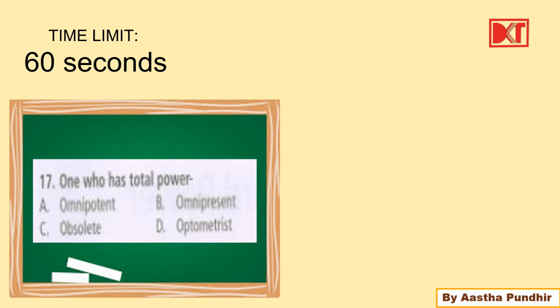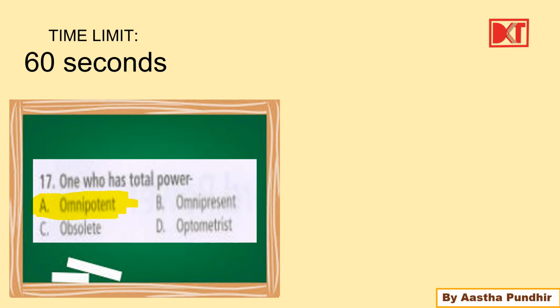Okay, so the next one says, one who has total power. A. Omnipotent, B. Omnipresent, C. Obsolete, or D. Optometrist. Now here the correct answer is A. Omnipotent, the person or someone who has all the power. Usually we refer to God as omnipotent because he's all the power, right?